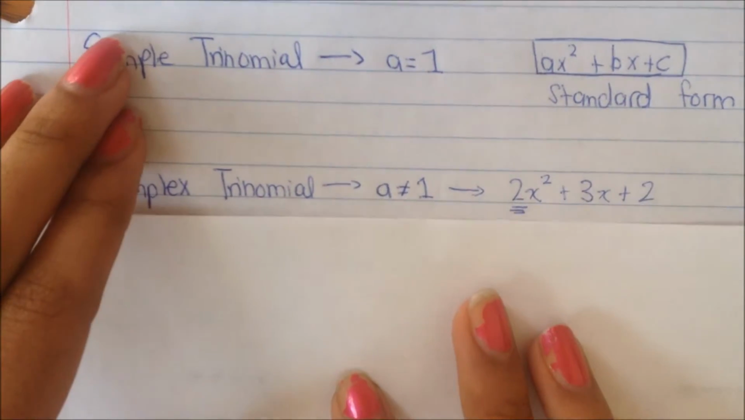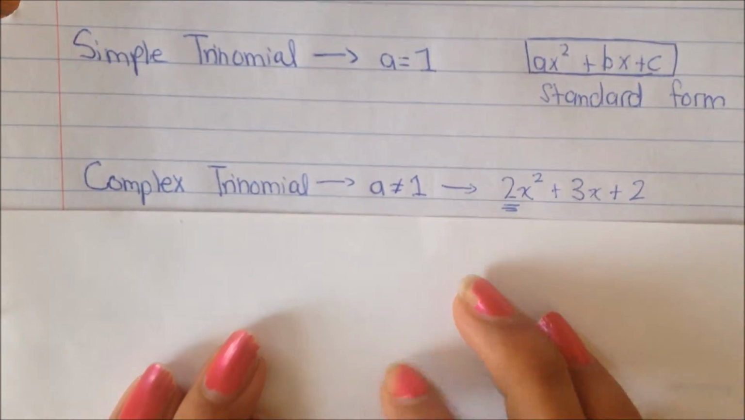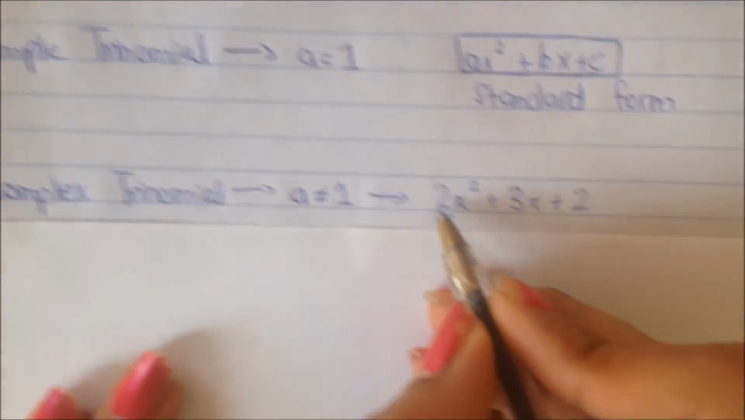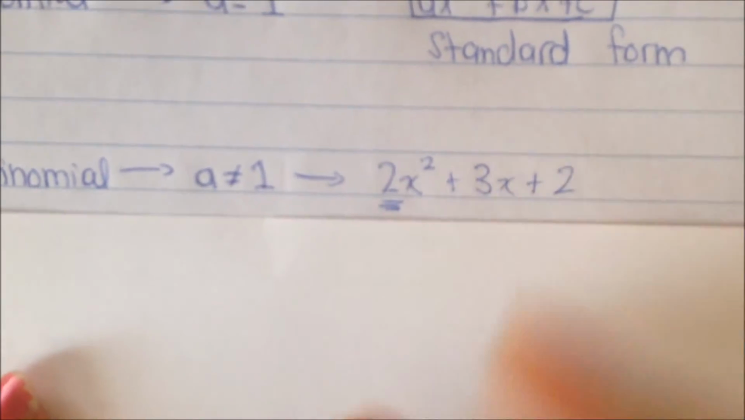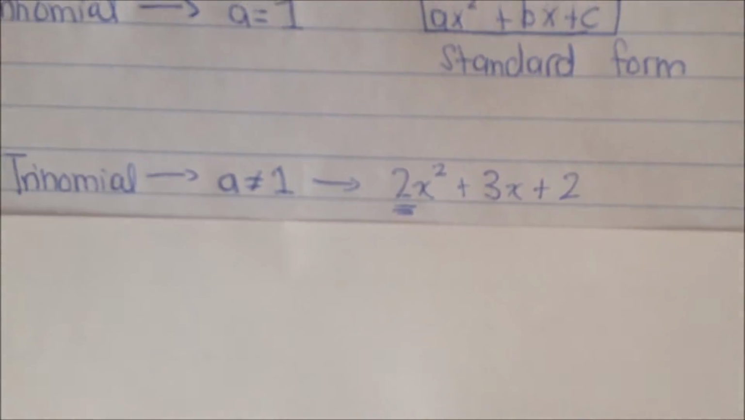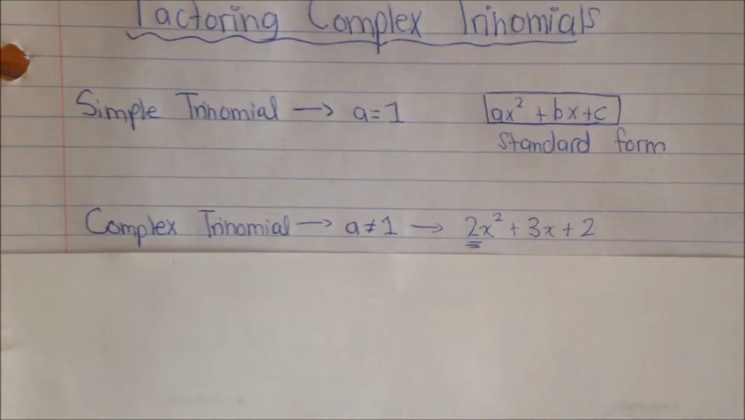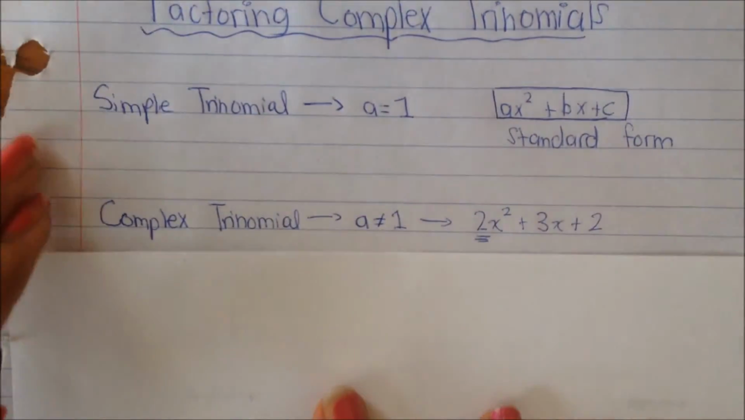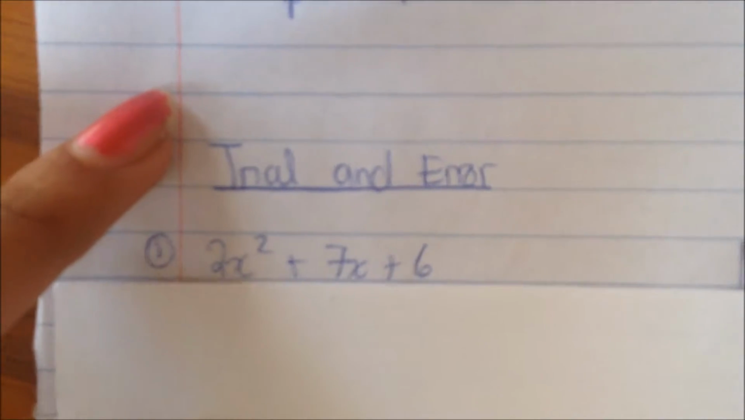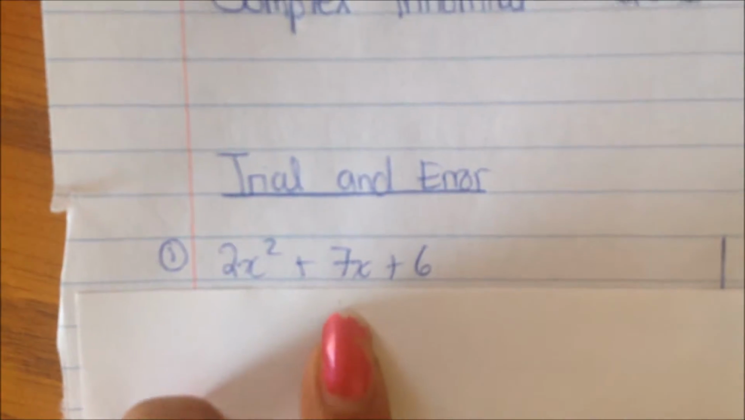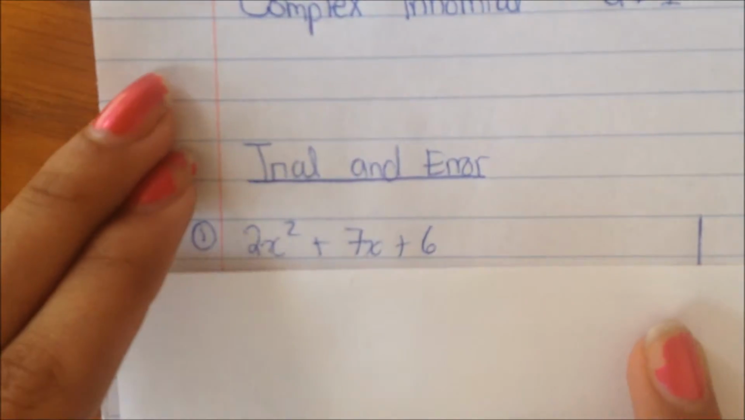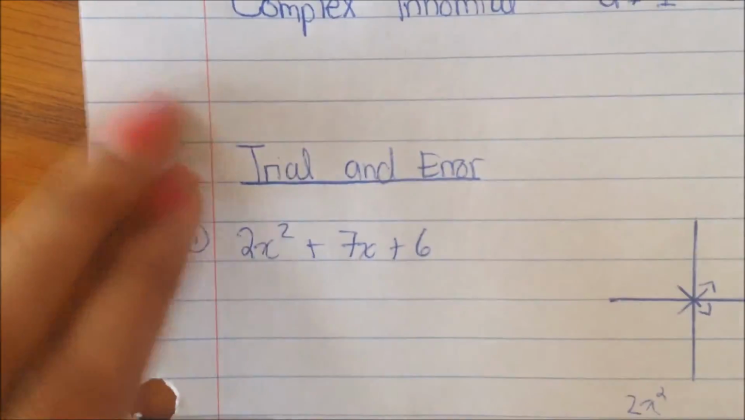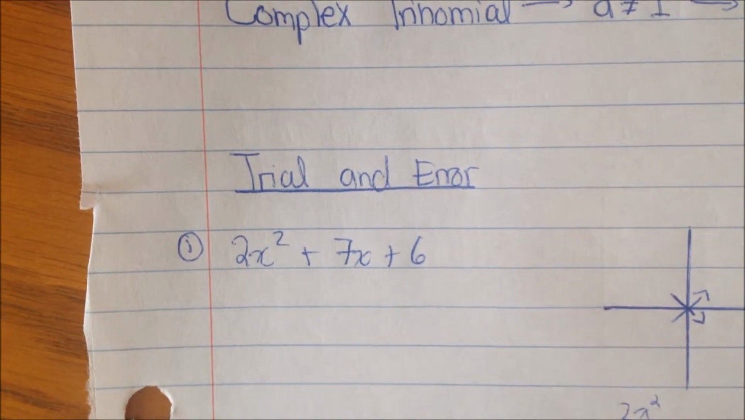For example, in 2x squared plus 3x plus 2, the coefficient a is 2, which is not equal to 1. There are many ways to factor complex trinomials, but one way that we're going to learn in this video is trial and error. So let's consider the equation 2x squared plus 7x plus 6. Make a chart like this, and basically let's break this equation down.